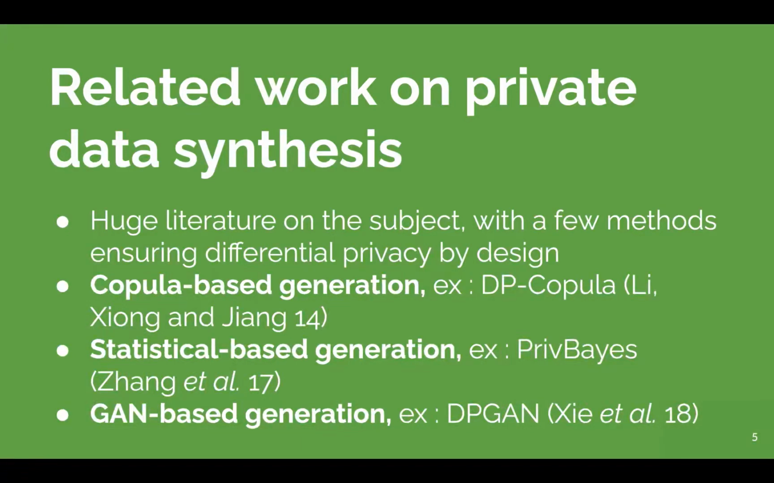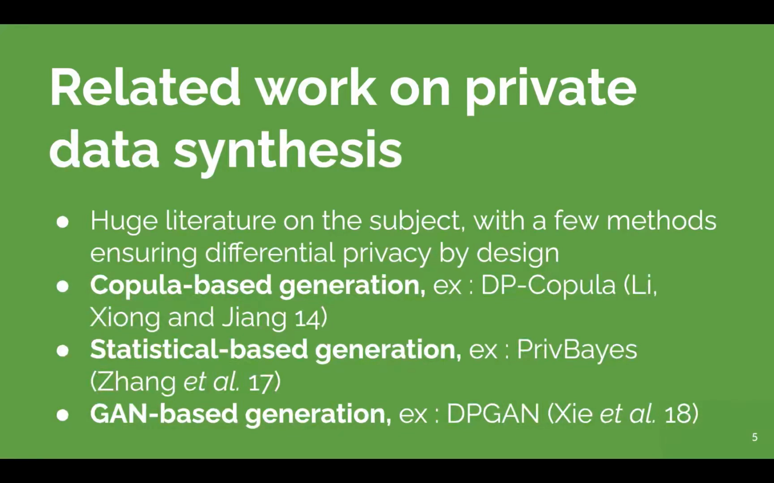Here's three. There's DP copula, which is a copula-based generation. They use differentially private histograms as well as differentially private estimation of a Gaussian copula to estimate the joint distribution. Major drawback from this model is that they simplify the dependent structure to a Gaussian model.